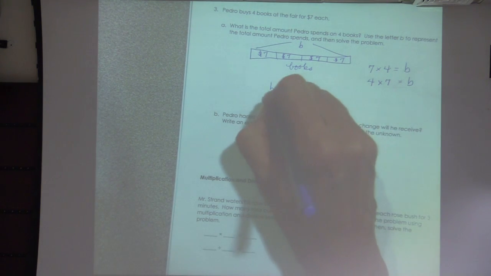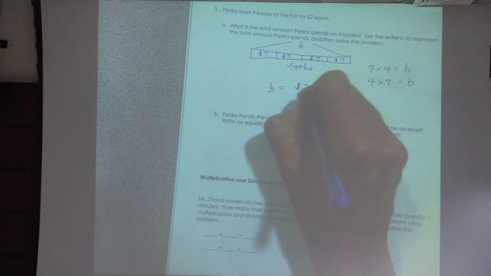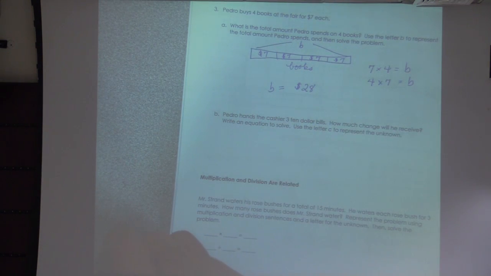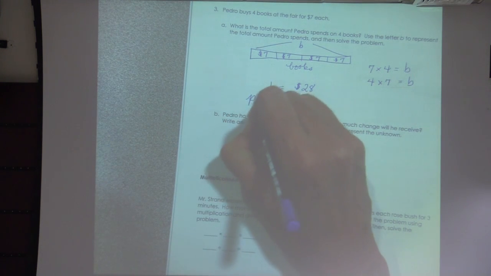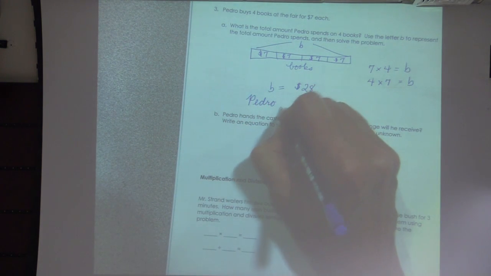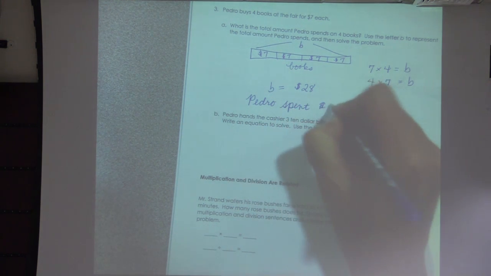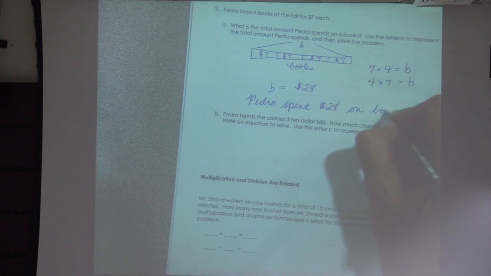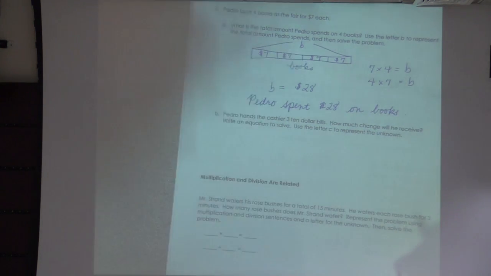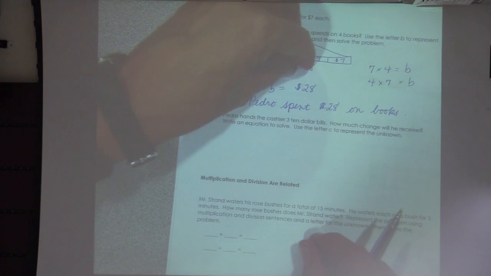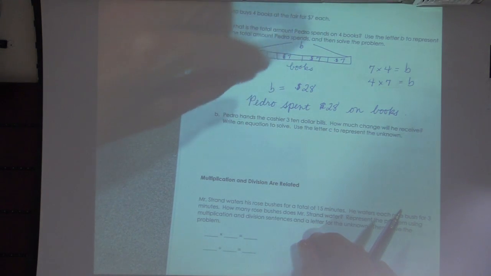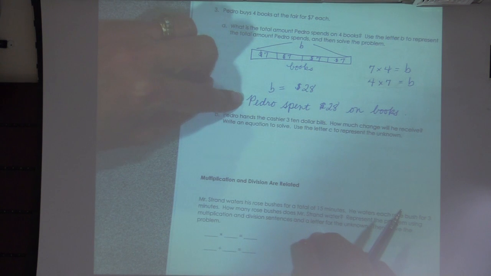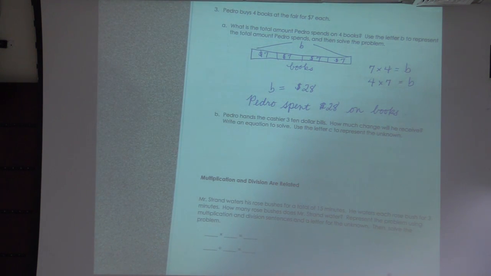And then B equals $28. We'd expect the dollar sign. There's context to the story. It is $28. And I honestly would make them still write out that answer statement: Pedro spent $28 on books. And this is where we've taken a story, we put it into the math language, and we've taken the answer and we put it back to the story. And it is a way of double checking that they're actually answering the question that was asked.